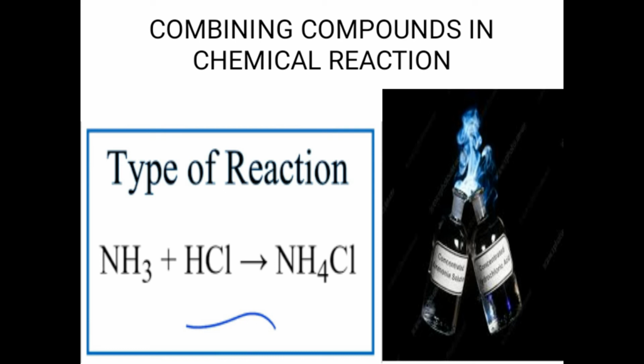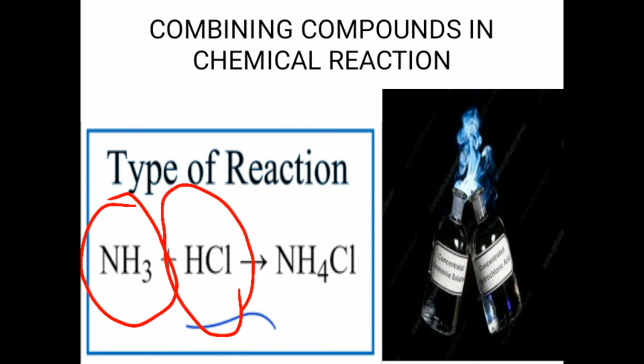Here you see one bottle has ammonia solution. You know, ammonia is a gas. It has a pungent and peculiar sharp smell. This smell cannot be tolerated, and you can feel this smell in bleaching agents and hair dyes. So this gas is kept in its solution in aqueous form. Similarly, HCl is also a pungent gas because it has chlorine. So these two compounds are kept in these two bottles, ammonia solution and hydrochloric acid.